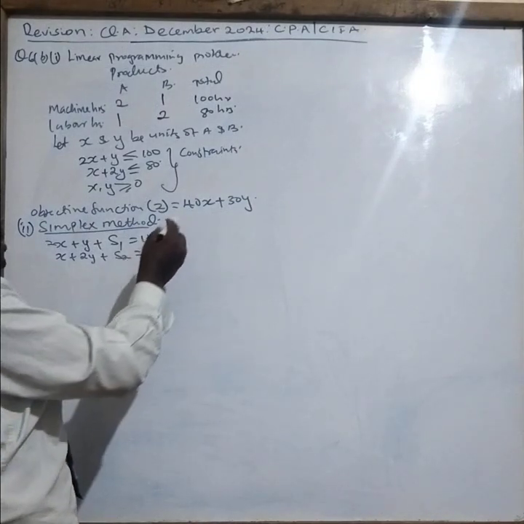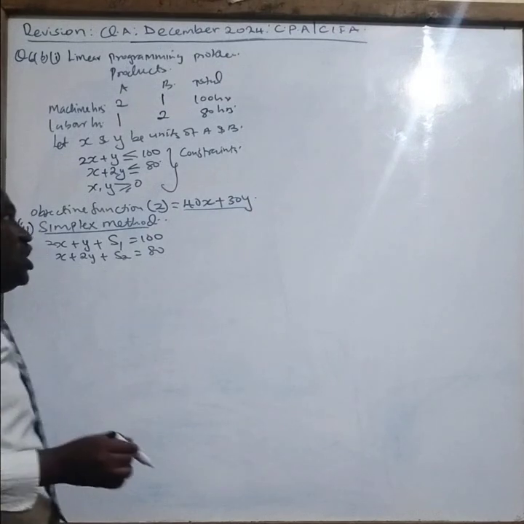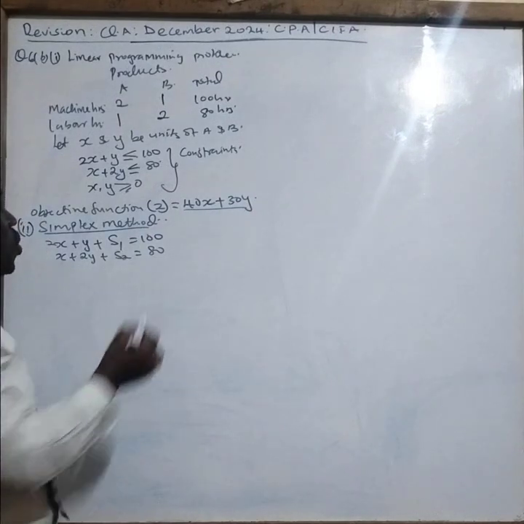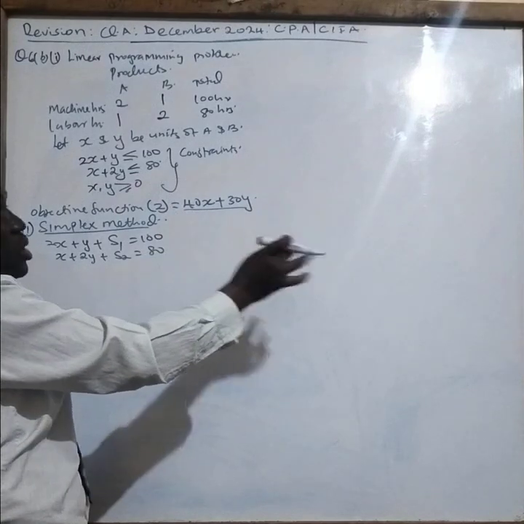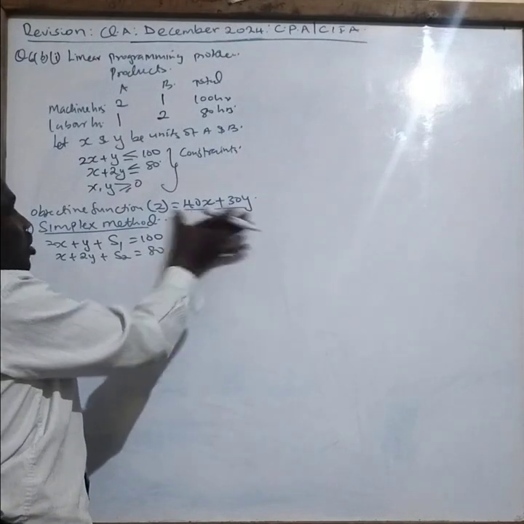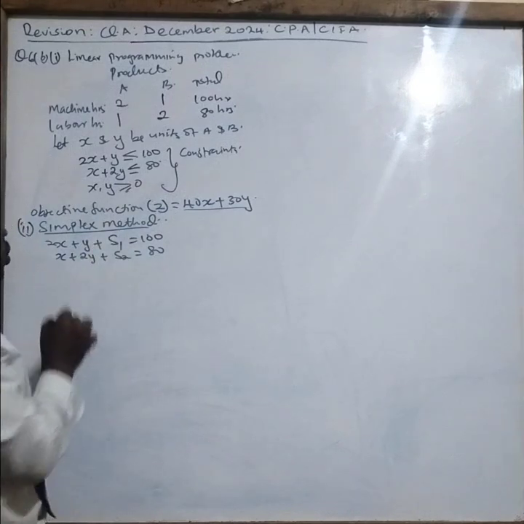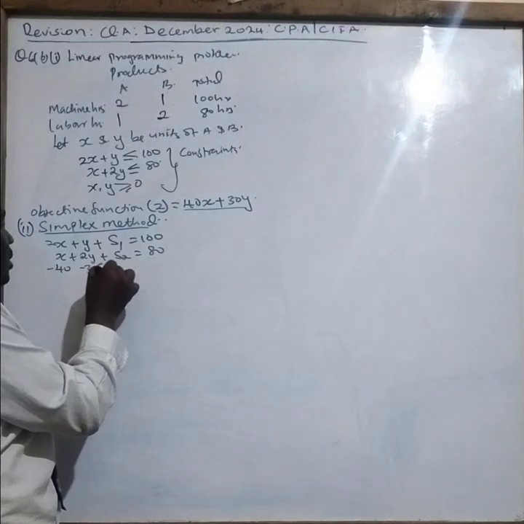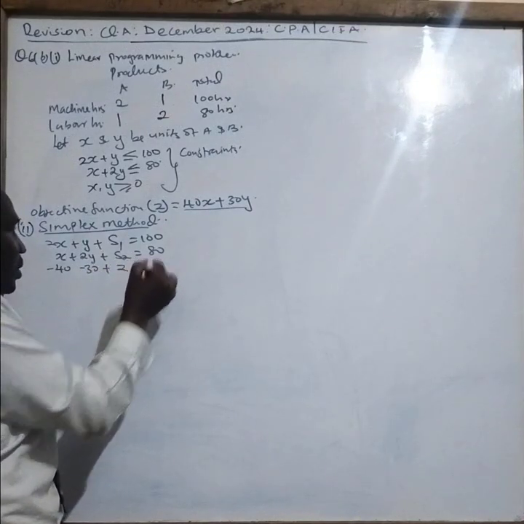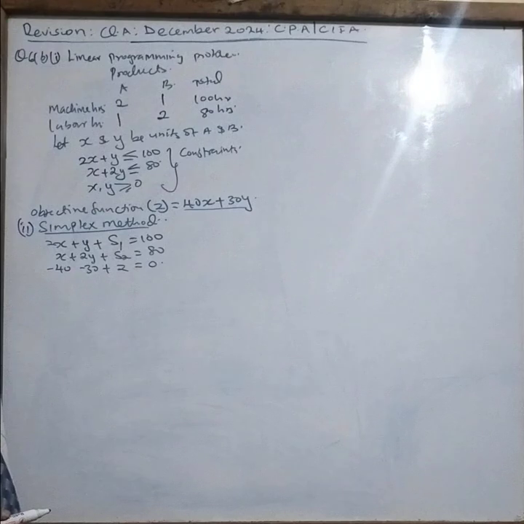Now, for the objective function, we do not need to introduce a slack because we have an equal sign already. So what we do, we make this side 0. We transfer what is on the right to the left to be negative. So it will now be negative 40x, negative 30y, plus z. Your answer is 0. I hope you are following me slowly.